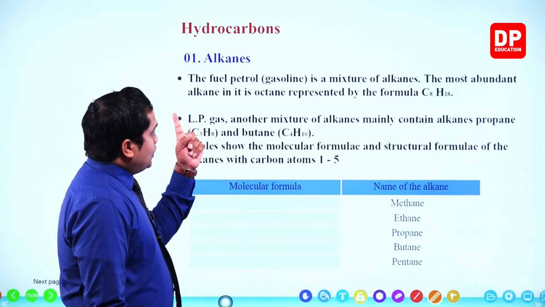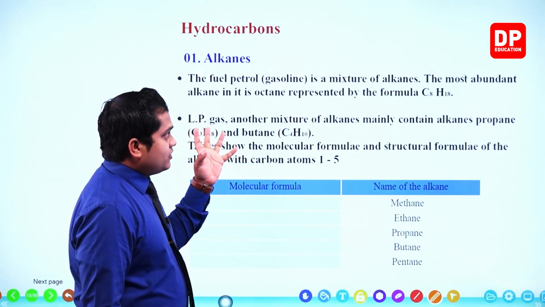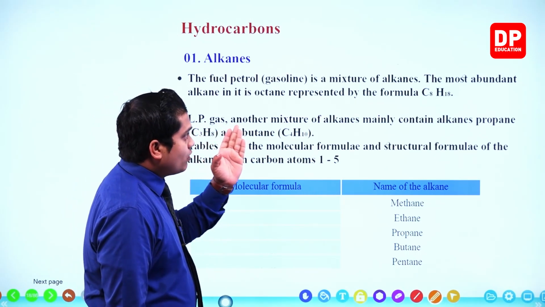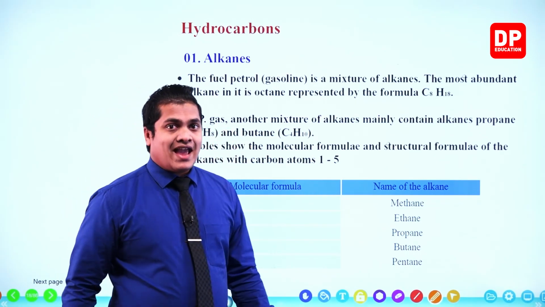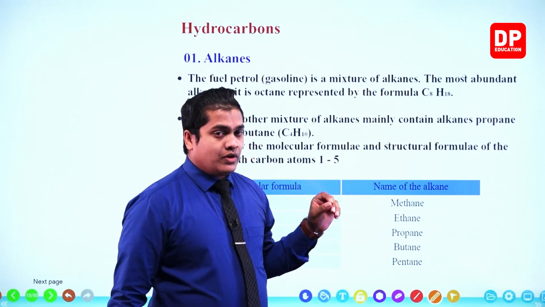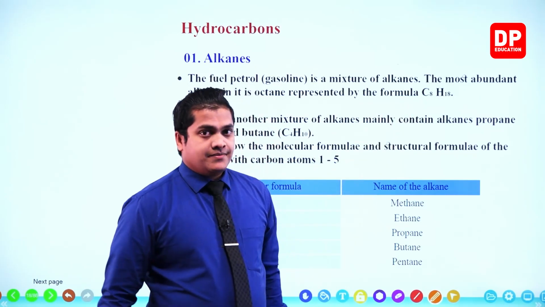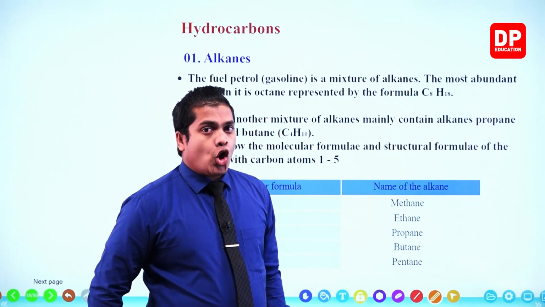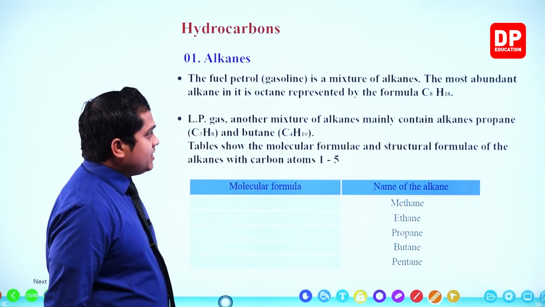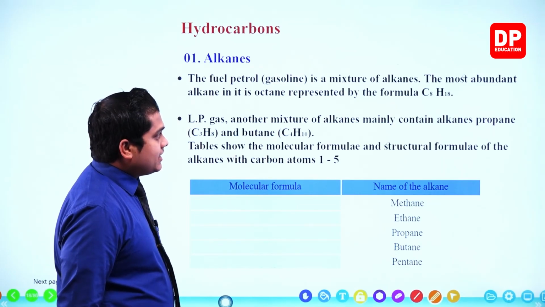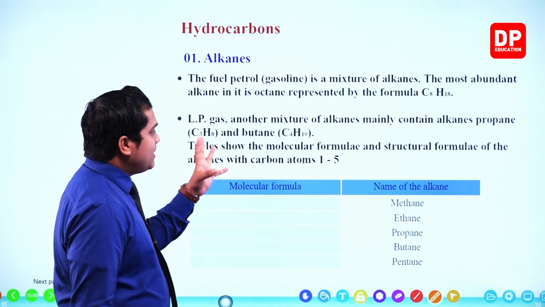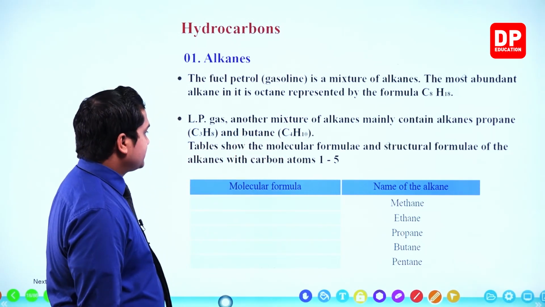So a fuel, petrol or gasoline, is a mixture of alkanes. The most abundant alkane in it is octane, represented by the formula C8H18. So the chemical formula for octane is C8H18. It is also a type of alkane, my dear children. Next one, LP gas, another mixture of alkanes, mainly containing propane C3H8 and butane C4H10.